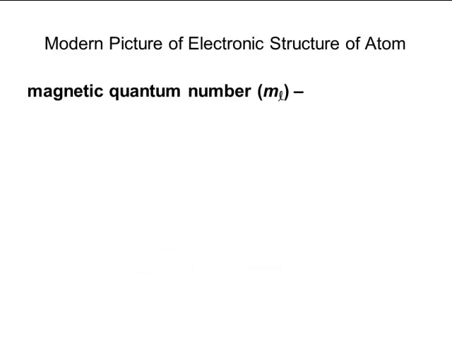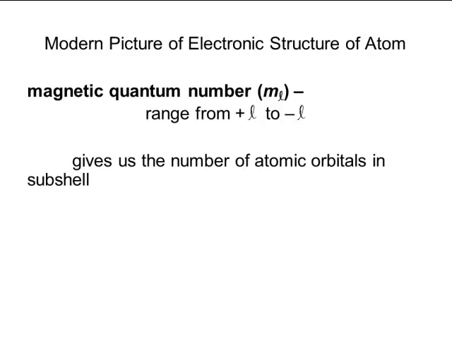Next one is something called the magnetic quantum number, m sub L. M sub L can range from positive L to negative L. What m sub L tells us is the number of atomic orbitals in a subshell. So L gives us the name of those orbitals, and m sub L gives us the number of those orbitals.